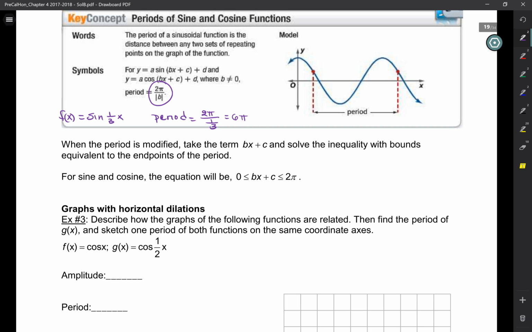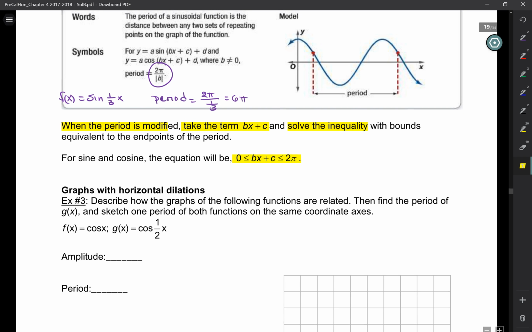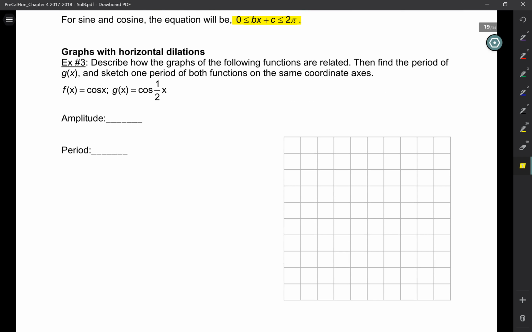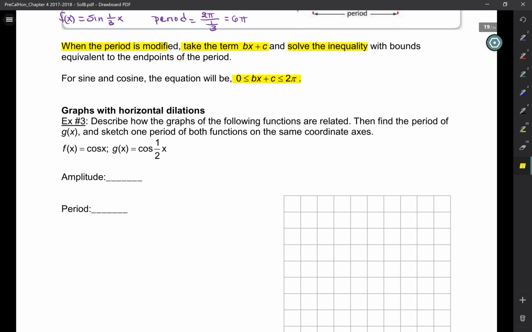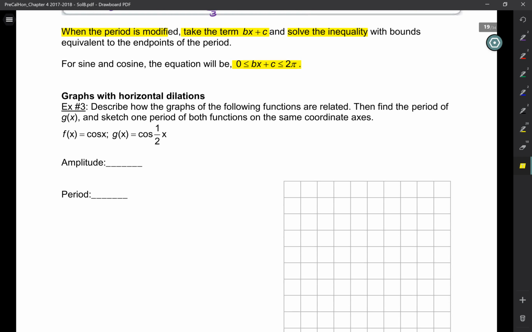When the period is modified, how are we going to graph it? What we're going to do is take the term bx plus c and solve an inequality. Basically, we take the term bx plus c and bound it between 0 and 2 pi. If it looks like gibberish, it'll be very simple in a minute. Okay, so here we go. How would you say f of x and g of x are different from one another? What has changed? The period has changed, right? So there is a modified period.